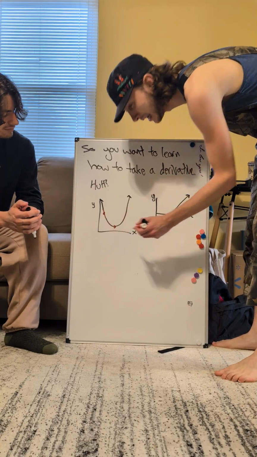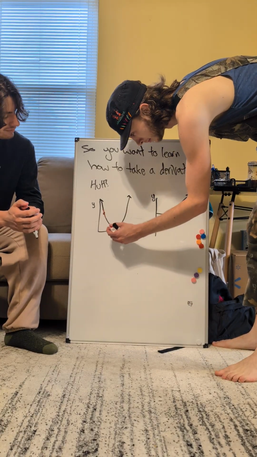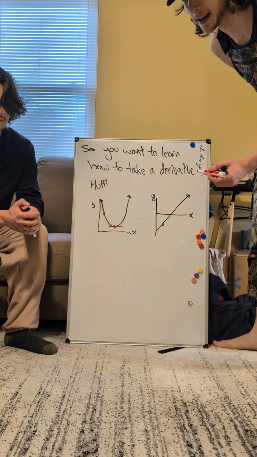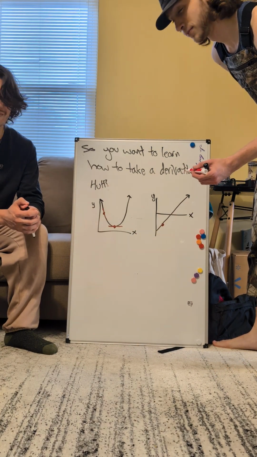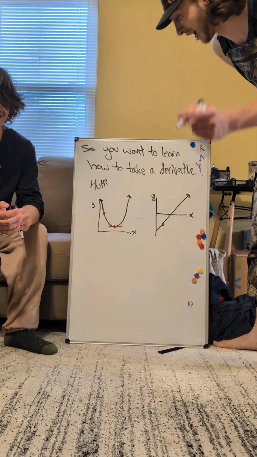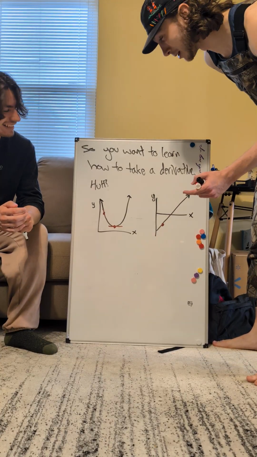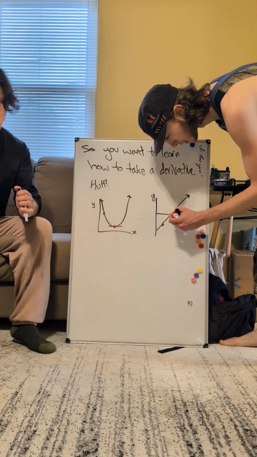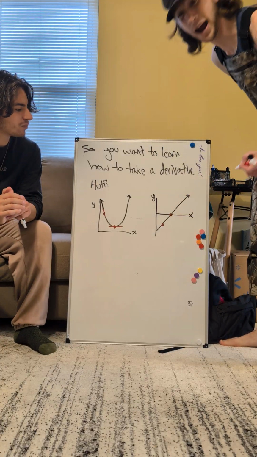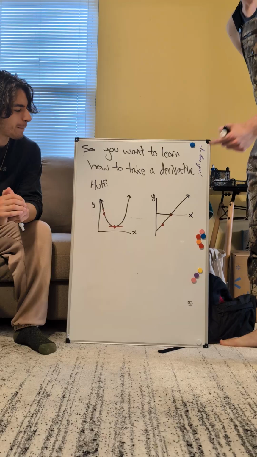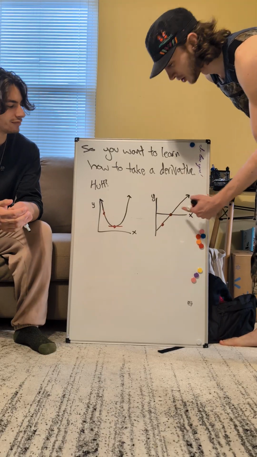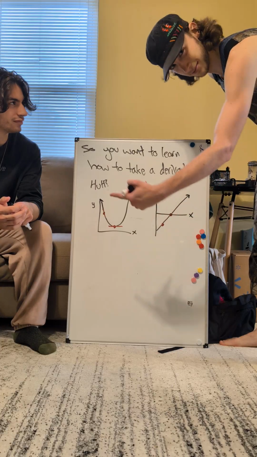This point right here, is the function going up or going down? Neither. Good job. It's not going up or going down. This is a zero rate of change. And that's going to correspond to the point on this graph right here where it crosses the x-axis, aka the y value is 0. So the derivative, got it?